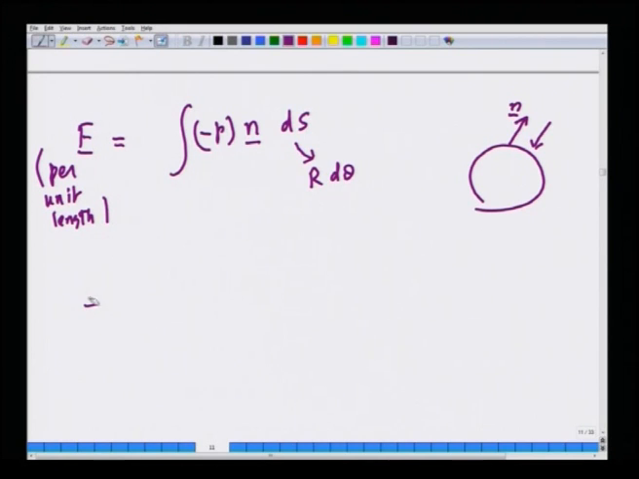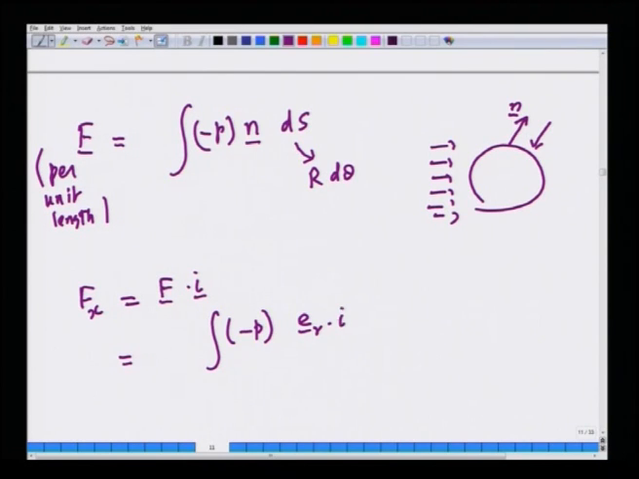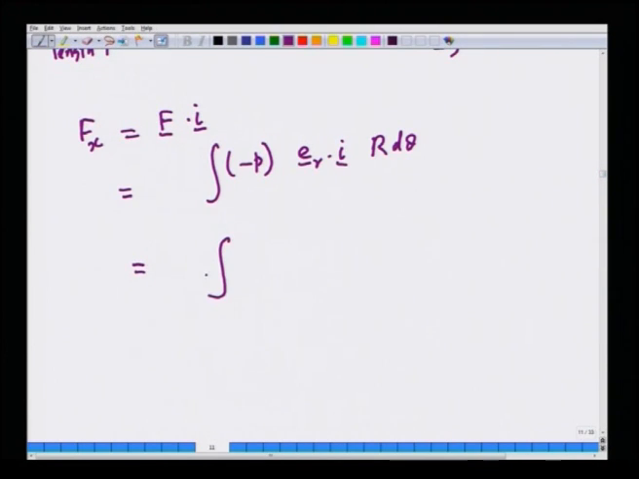Now, by symmetry, since the flow is in the x direction, we can imagine that the only force should be in the x direction, because there is nothing in the y direction to suggest that there will be a net force in the y direction. So, by symmetry the only force that we have to calculate is in the x direction, is minus p. Now, n is nothing but e r dot i, and then ds is r d theta, where r is the radius of the circle, and the pressure is simply minus rho u squared r by 2 times 1 minus 4 sin squared theta times cosine theta d theta.